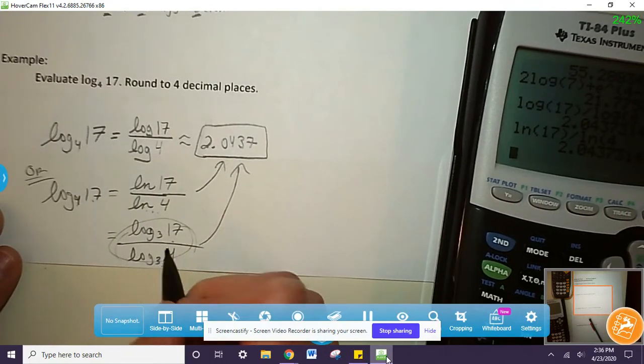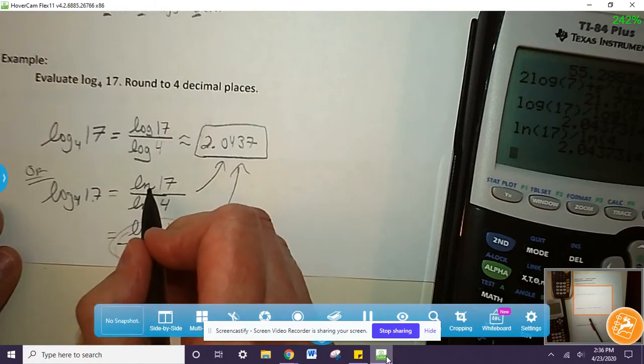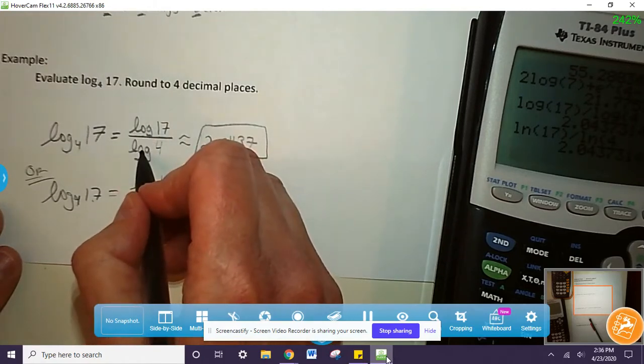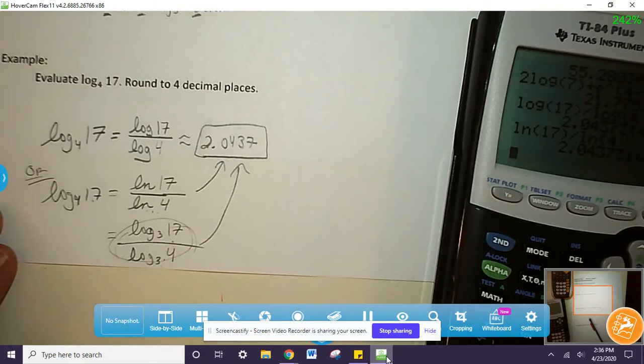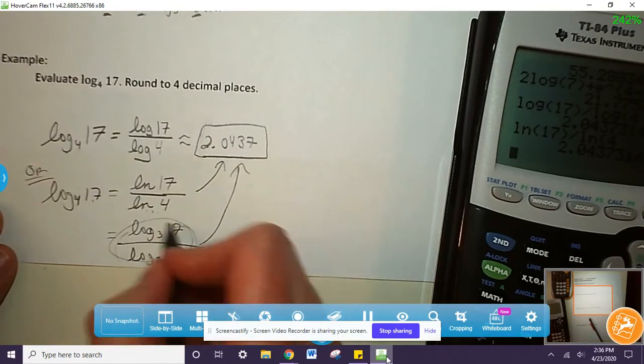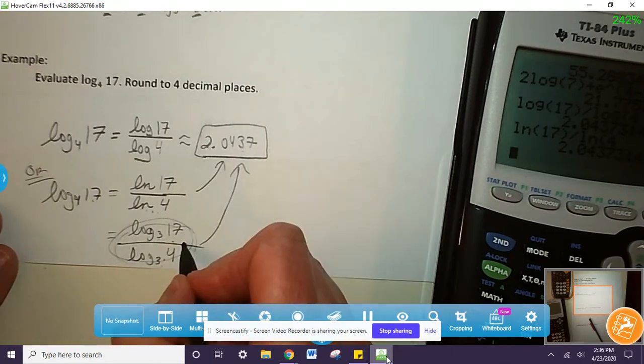What you want to do with the change of base formula is pick natural log or pick common log. And again, that's because those are the ones that are built into the calculator. So this would give you the same answer, but you would never pick that.